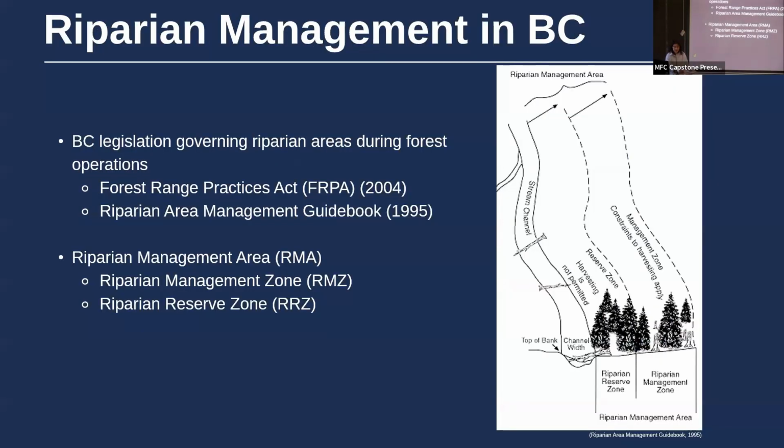So how are streams currently protected during forestry operations in BC? Current legislation that governs riparian areas during logging is the Forest and Range Practices Act, or the FRPA. Along with it is the Riparian Management Area Guidebook, and this provides best management practices to comply with the FRPA. The guidebook introduced the concept of riparian management areas. This consists of a riparian management zone where constraints to harvesting exist, for example, retention, and where applicable, a riparian reserve zone, which is a fixed width buffer zone directly adjacent to the stream that prohibits harvesting. However, not all streams have this buffer zone.